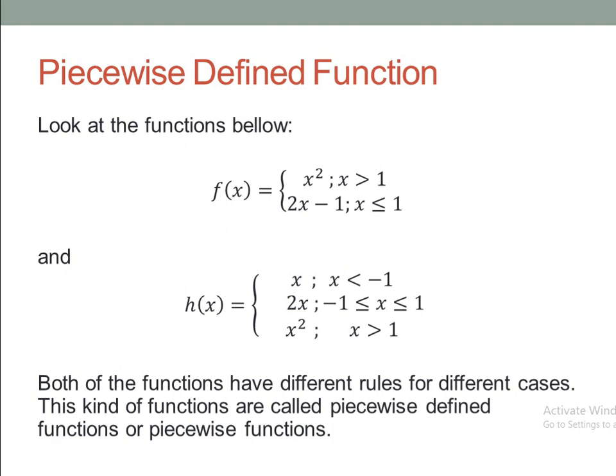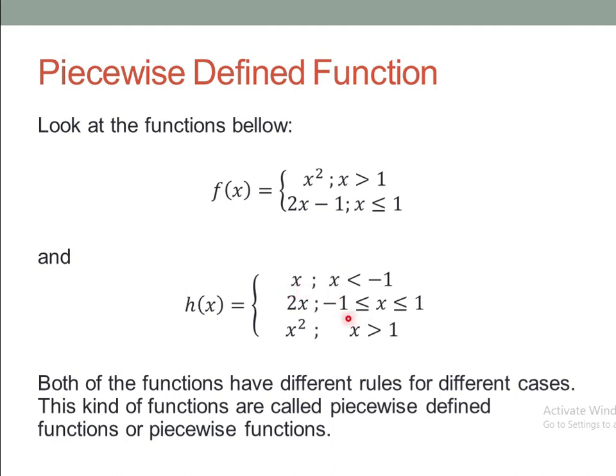Look at these functions. Here you have some condition, x greater than 1, and here is the rule, x squared. Here is a condition, x less than 1, then here is the rule. This function means whenever you have an input greater than 1, you have to square it, and if the input is less than or equal to 1, then you have to multiply this input by 2, then subtract 1. For this function h of x, if you have an input less than minus 1, then don't change it.